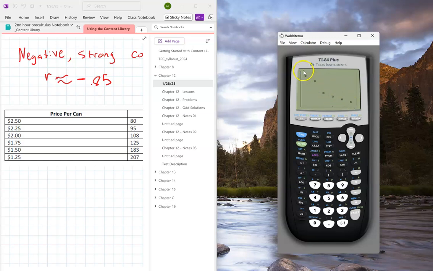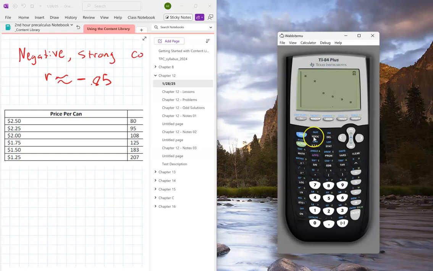If we were to estimate an R value for this, what would we say? Negative 0.9 maybe? Looks pretty line-like to me. What do you guys say? Yeah? All right, let's have the calculator actually compute that R value for us now.